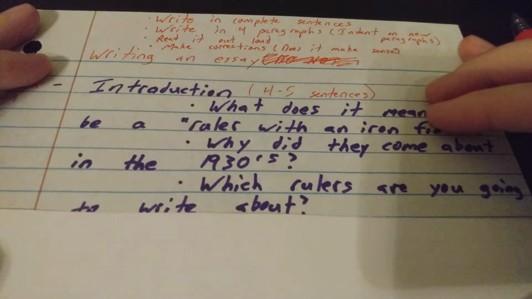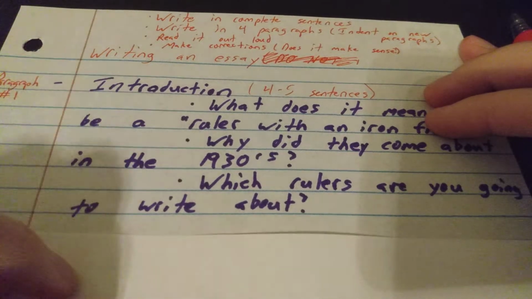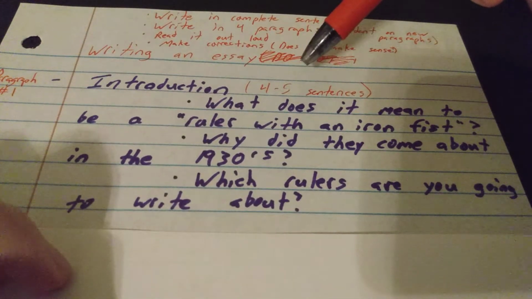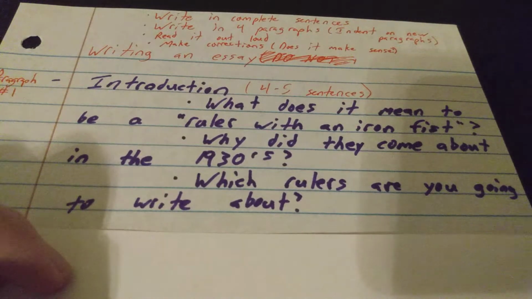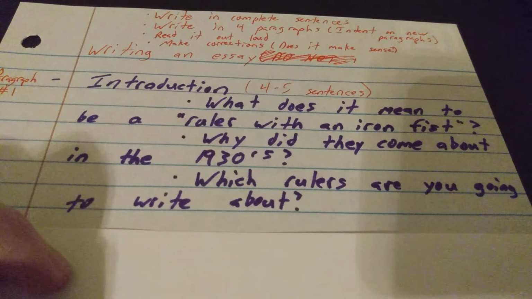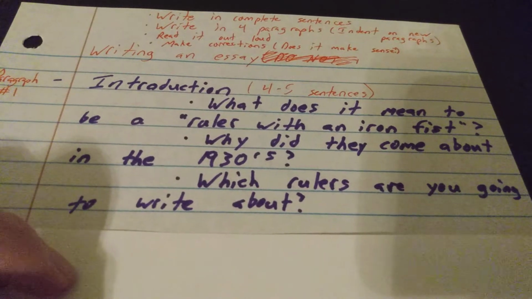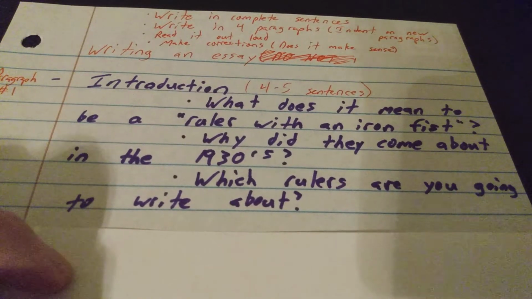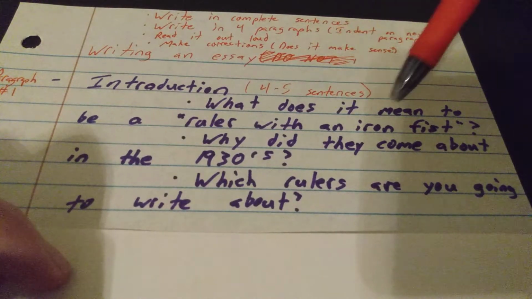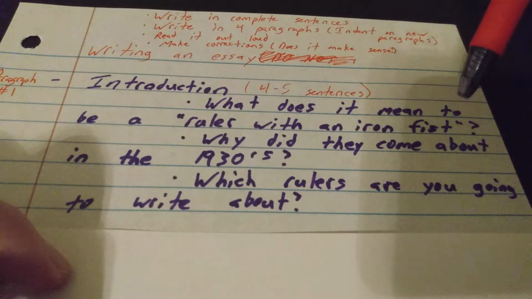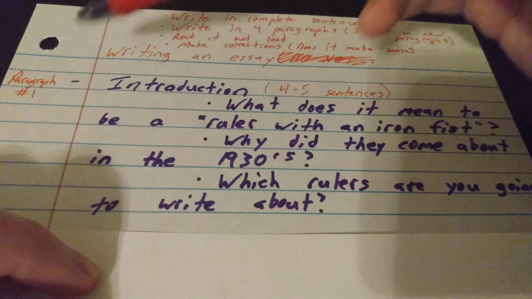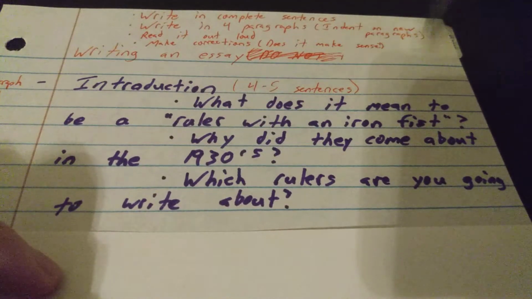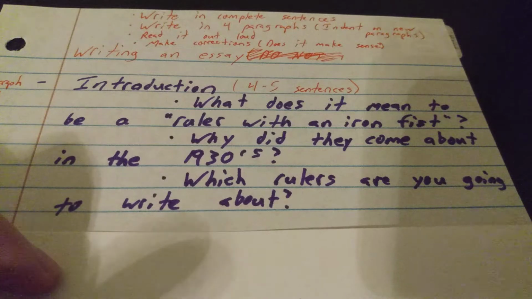The first section is going to be your introduction, and I want you to write about 4 to 5 sentences. I want you to try to answer these questions, and you'll have to go back to the introduction video of this Rulers with Iron Fists chapter, because I answer some of these questions there. You will have to write these in paragraph form, so your introduction is going to be paragraph number 1. It's 4 to 5 sentences, and you're going to answer these questions in complete sentences.